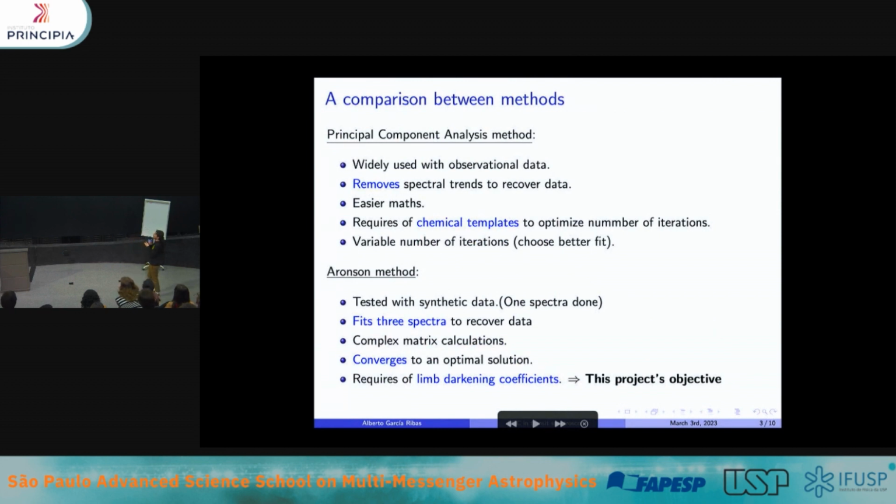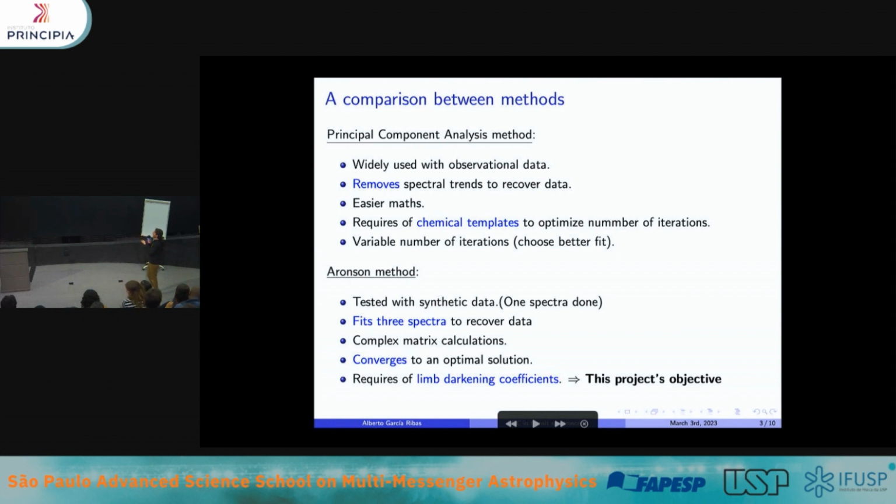Here I compare the 2 methods of recovering the atmosphere of the exoplanet. Basically, the Aronson method, instead of removing data and trying to figure out what's going on by comparing with other atmospheric models, tries to model the atmosphere of the planet itself and then figure out what elements are present.